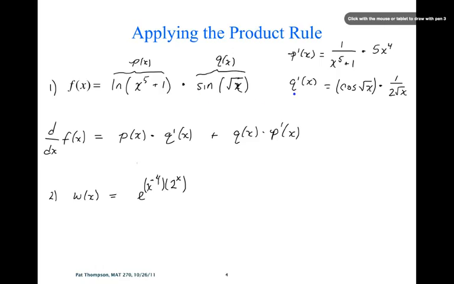Similarly, rate of change of q is going to be chain rule. Rate of change of sine with respect to radical x, which is cosine radical x, times the rate of change of the interior, 1 over 2 radical x. So those are the individual derivatives of p and q that will become part of the whole product rule, right? Because the product rule says p times the derivative of q plus q times the derivative of p, which is going to be the structure of our answer.